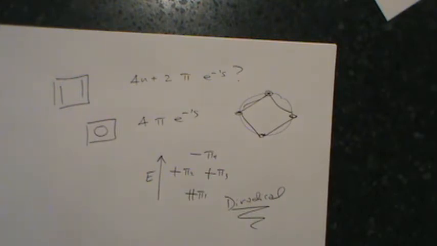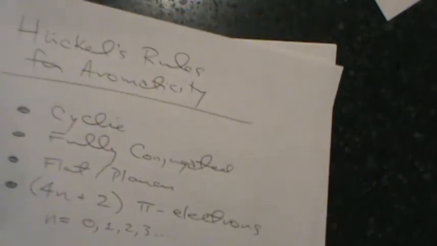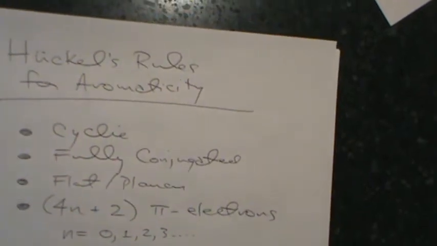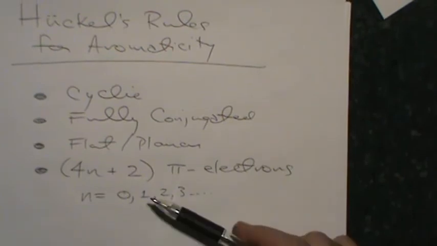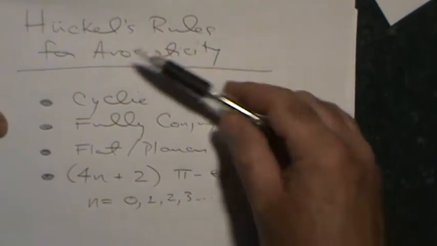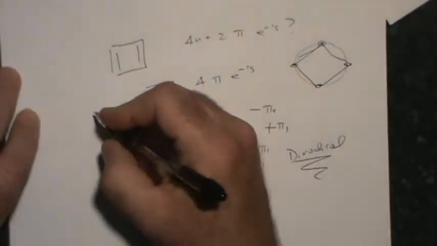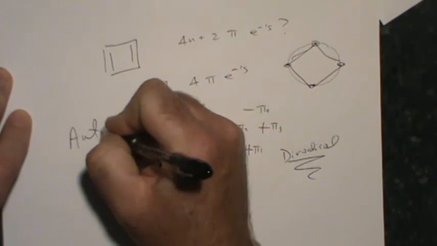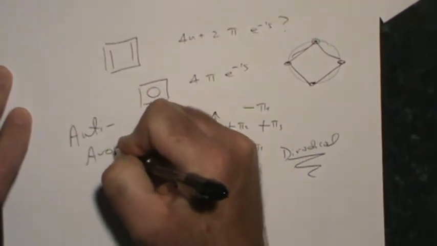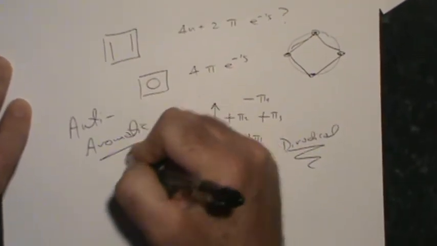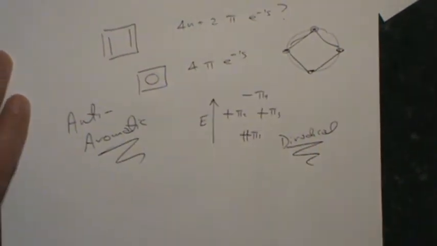So Huckel's rules for aromaticity are spot on. They tell us exactly when a molecule will be aromatic, and it turns out, if we read a little bit more into it, we can not only tell when molecules are aromatic, but we can tell when molecules are so-called anti-aromatic, which is what cyclobutadiene is.